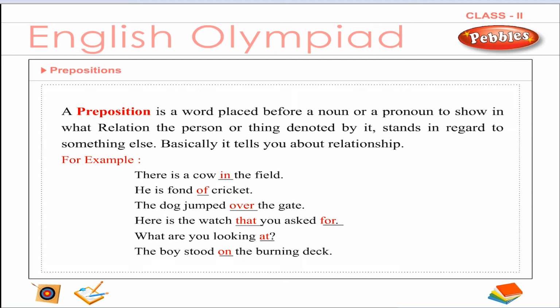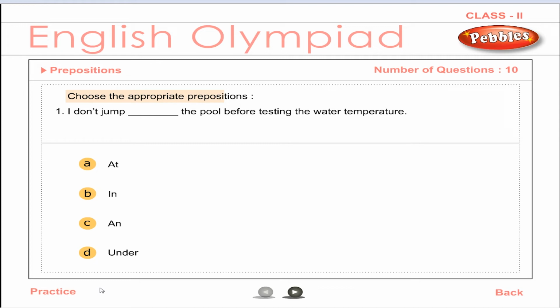He is fond of cricket. The dog jumped over the gate. Here is the watch that you asked for. What are you looking at? The boy stood on the burning deck. Choose the appropriate prepositions.